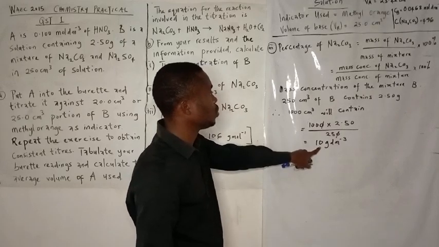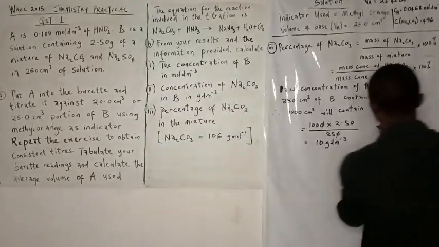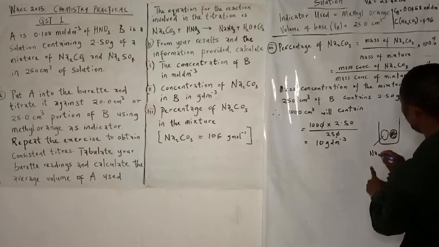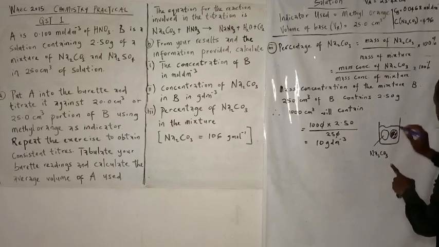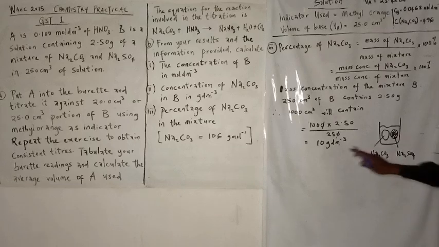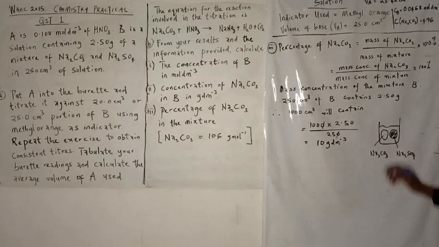So we have known the mass concentration of the entire mixture. This mass concentration is the concentration of both. Remember, it is the concentration of sodium trioxocarbonate(IV) plus the concentration of sodium tetraoxosulfate(VI). That is this value that we have. And then we have already obtained the mass concentration of only sodium trioxocarbonate(IV), and we have obtained it to be 4.96 gram per dm cube.